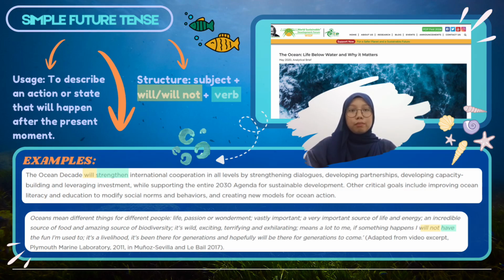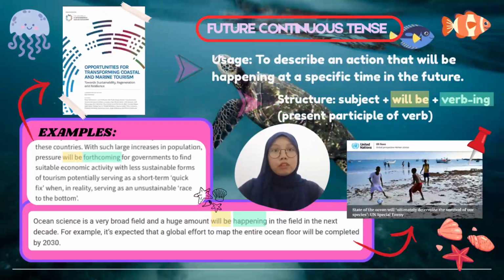In the second example, the subject is "I", as in the speaker themselves, and the yellow highlighted word is our helping verb again, and in this case they use the words "will not". And lastly, the blue highlighted word is our verb, and in this case they use the word "be". Next, I will be explaining about the future continuous tense, which is used to describe an action that will be happening in the future at a specific time. The structure is composed of subject plus will be plus the present participle of verb.